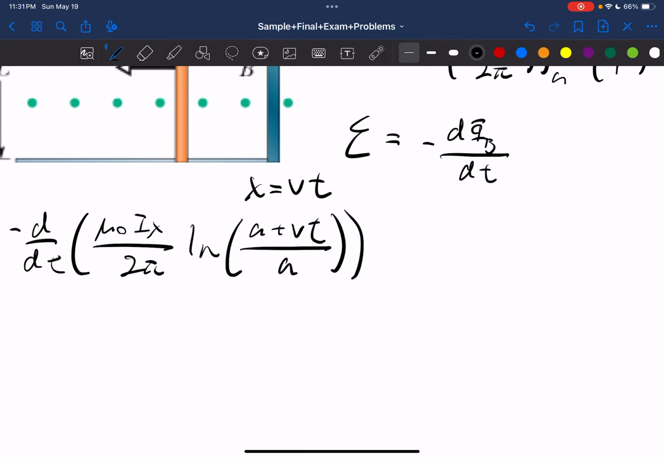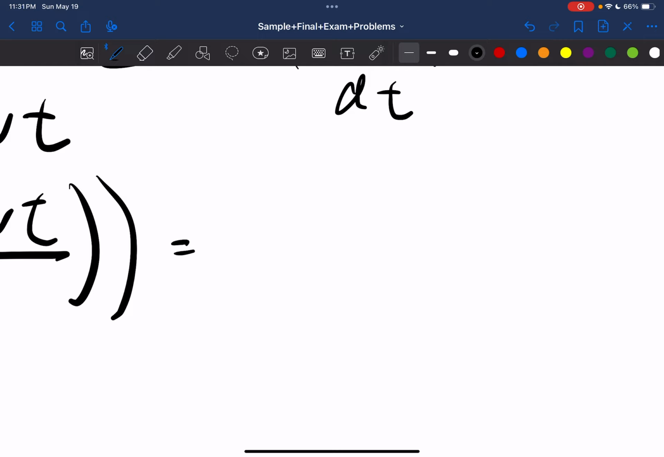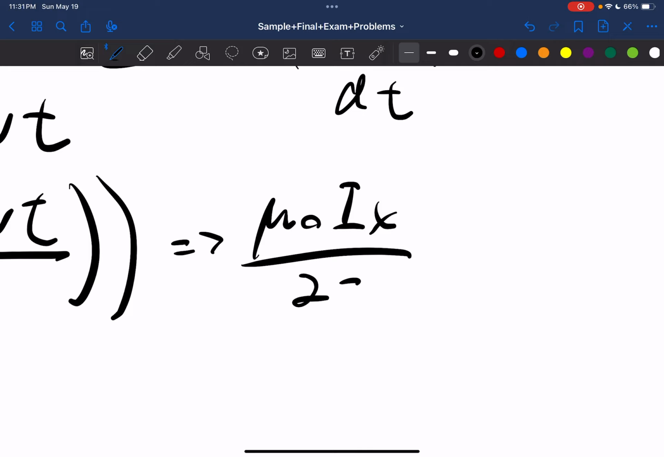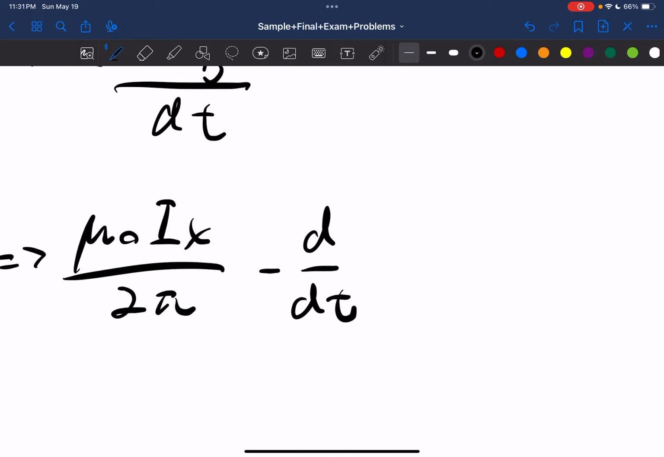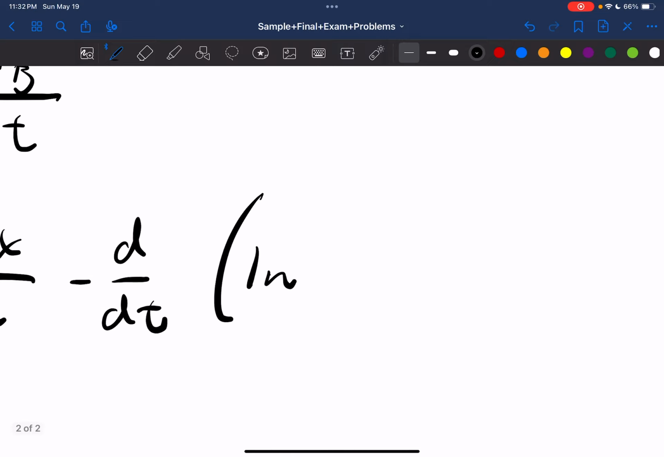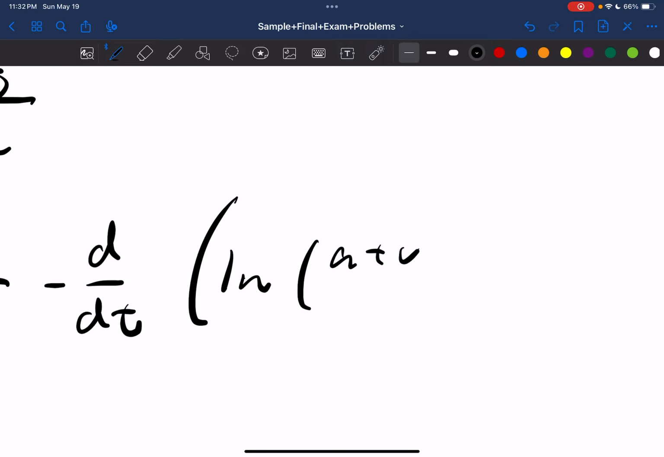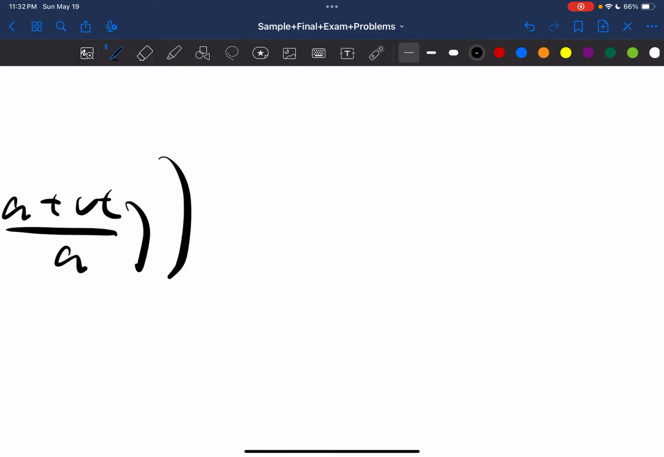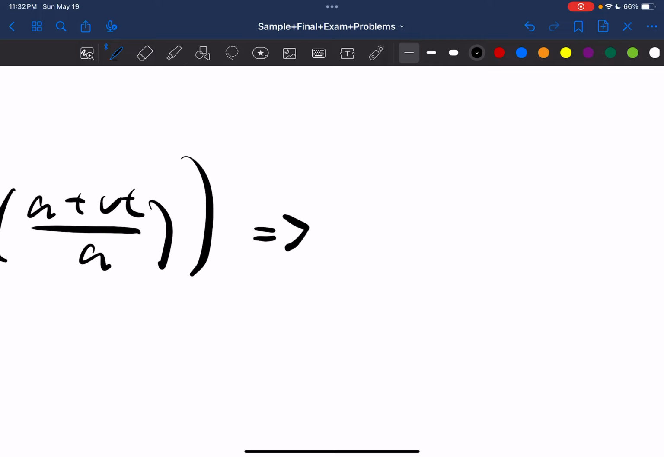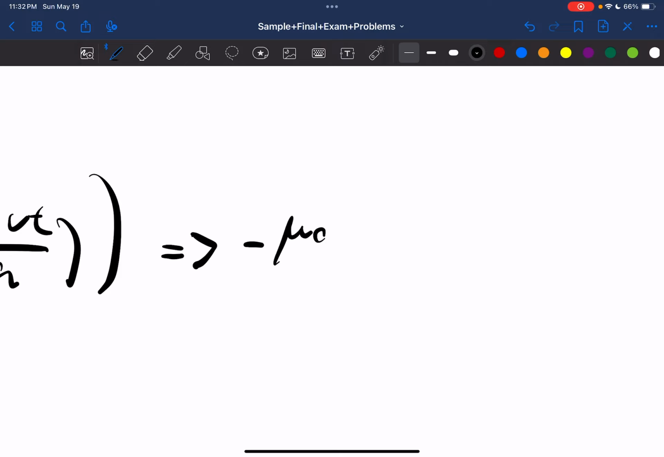Right, so as you can see right here, just keep in progress. And that is going to turn into mu naught I x over 2 pi, negative d dt. Since we're moving the constant in front, this guy right here, of ln of a plus vt over a. Now we can simplify this. And if you know the rule of natural logarithms and how they behave, you can write this as, I wrote L again. Oh, geez.